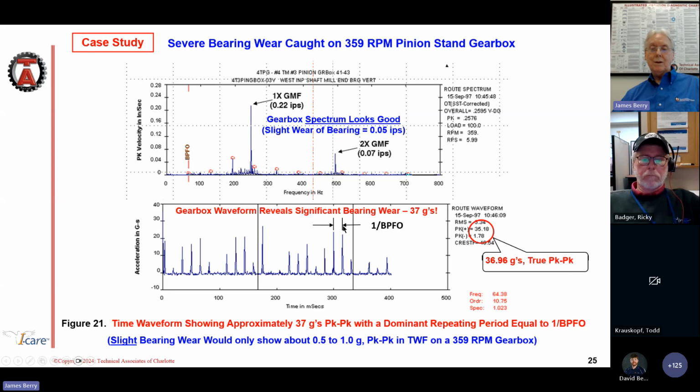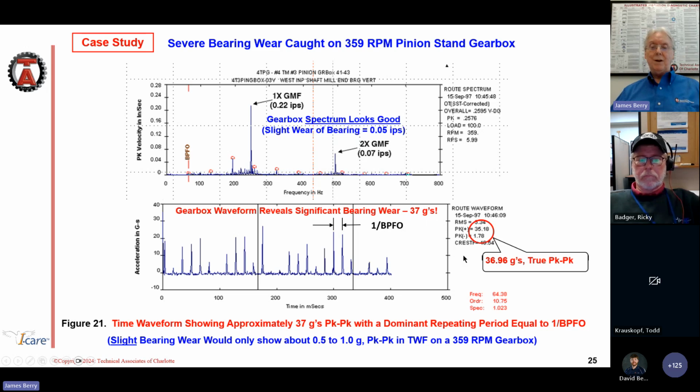All right, we're looking at the waveform right here. The distance from here to here is not one revolution. It's the outer race frequency, okay? From there to there, and from there to there, and from there to there. It keeps repeating itself. That's important. This is called a periodic waveform. It's repeating, so you know what the problem is. What is the problem? It's a bearing. And is it bad? It's very bad, okay?